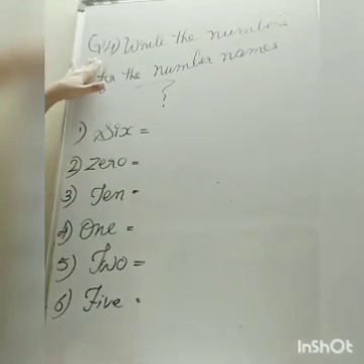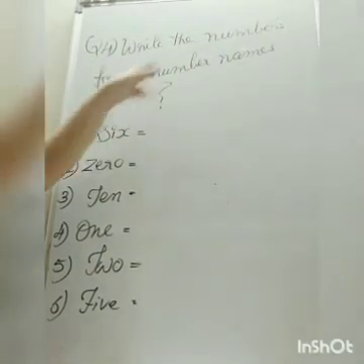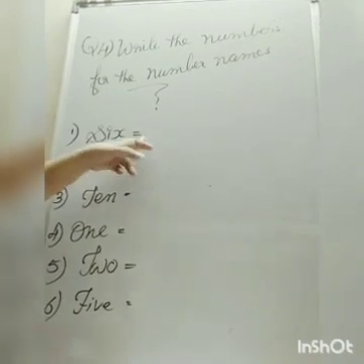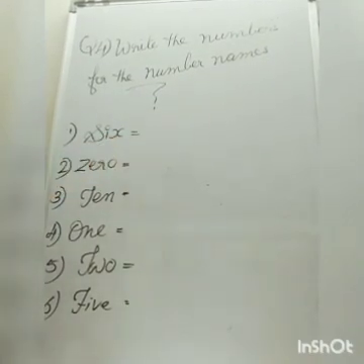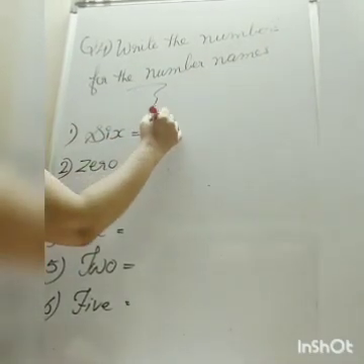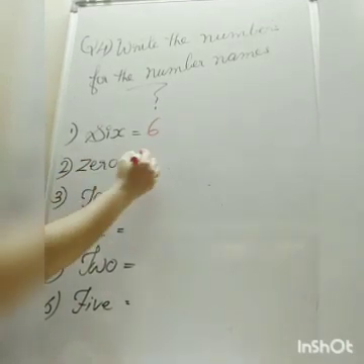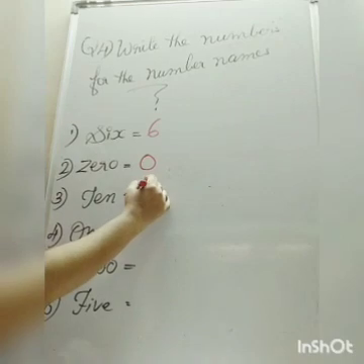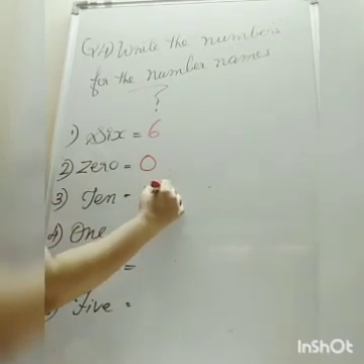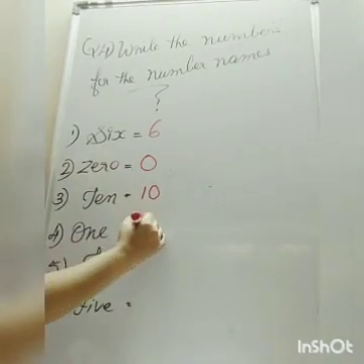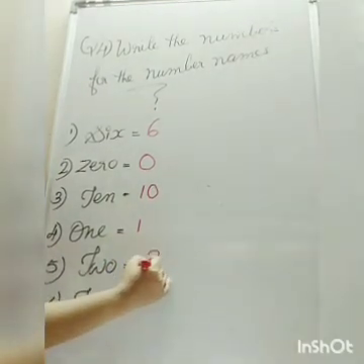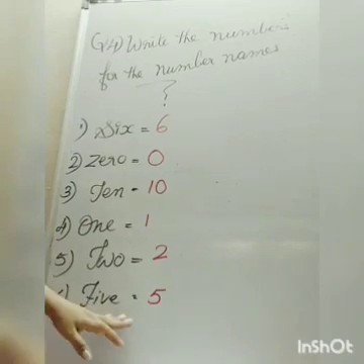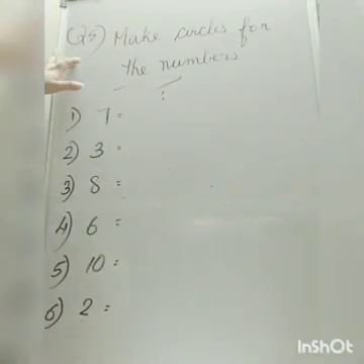Now question number 4. Write the numbers for the number names. Here the spelling is given. You have to write the numbers in figures. 6, 0, 10. How to write 10 in figures? 1, 0, 10. Then 1, 2 and 5. Did you complete?